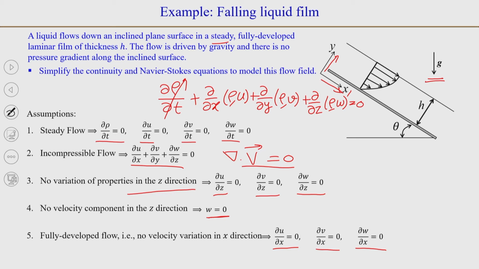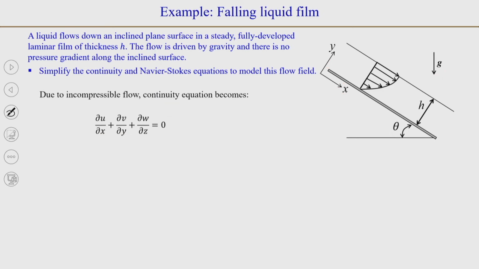Okay. So, with all these assumptions and the understanding of coordinates, that x direction is along the plate, y direction is normal to it, and the z direction is normal to the screen. The plate is at an angle theta from the horizontal, and the gravity acts in this direction. Okay. So, let us write down the equations.